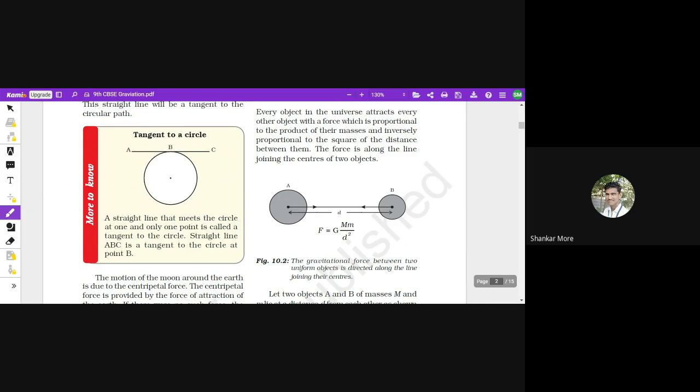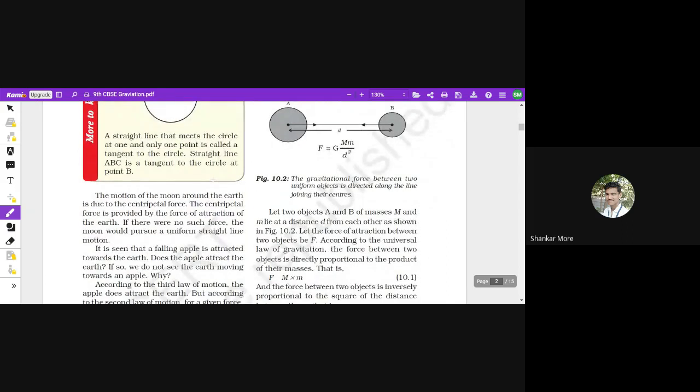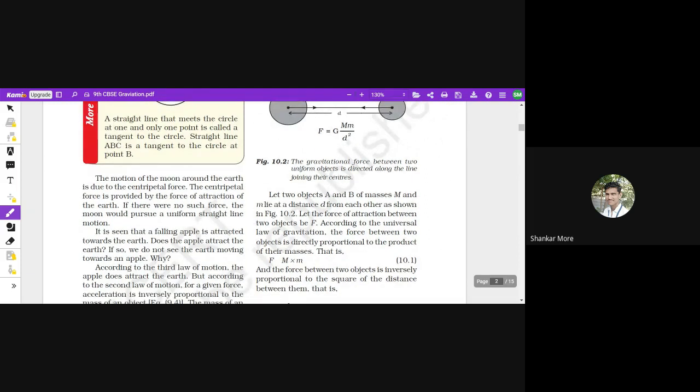ठीक है, मतलब कोई भी ऑब्जेक्ट्स के जो सेंटर है, उसके बीच में अगर हमने एक लाइन खींच दी, सो दैट विल बी द डायरेक्शन ऑफ फोर्स, तो उसी डायरेक्शन में रहेगा, राइट. Now the gravitational force between two uniform objects is directed along the line joining their centers. Let object A and B of masses capital M and small m lie at the distance of d from each other as shown in figure 10.2.